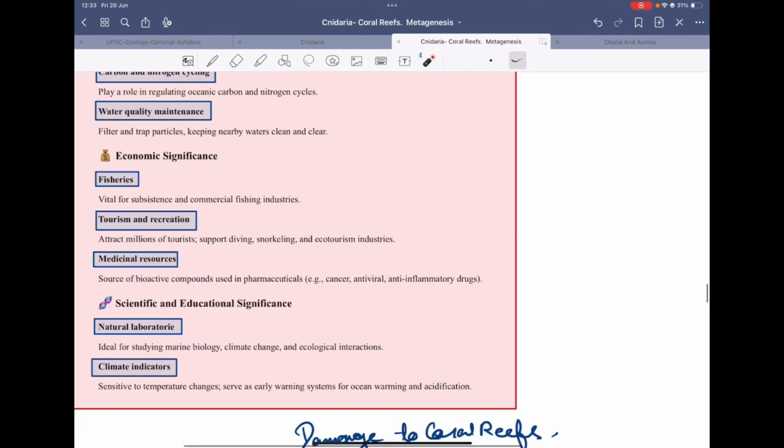Then economic significance includes fisheries, tourism and recreation, medicinal resources. There is scientific and educational significance, like a natural laboratory. It acts as a natural laboratory. It acts as a climate indicator.